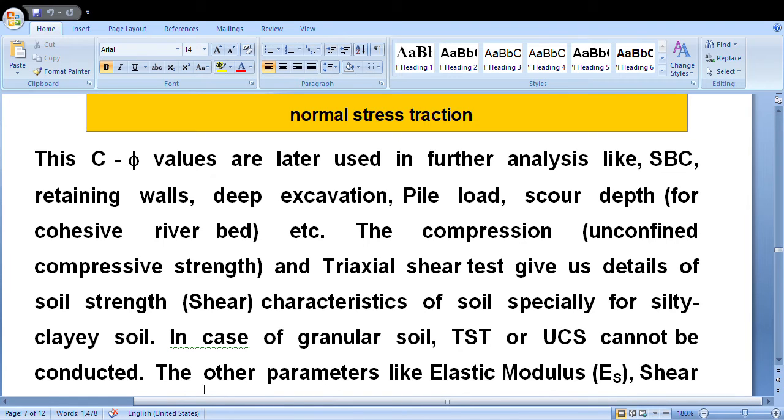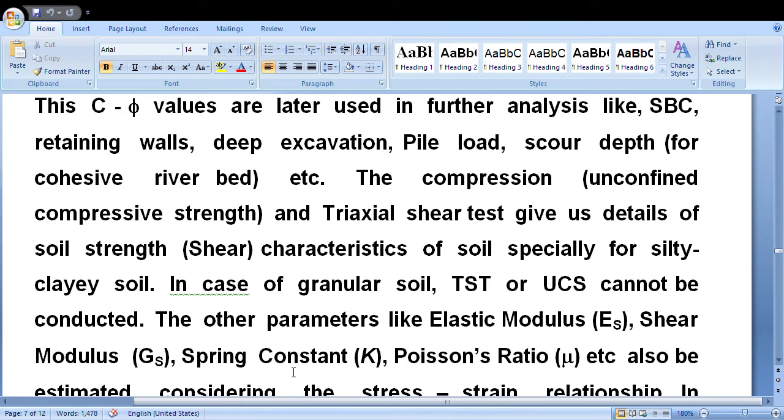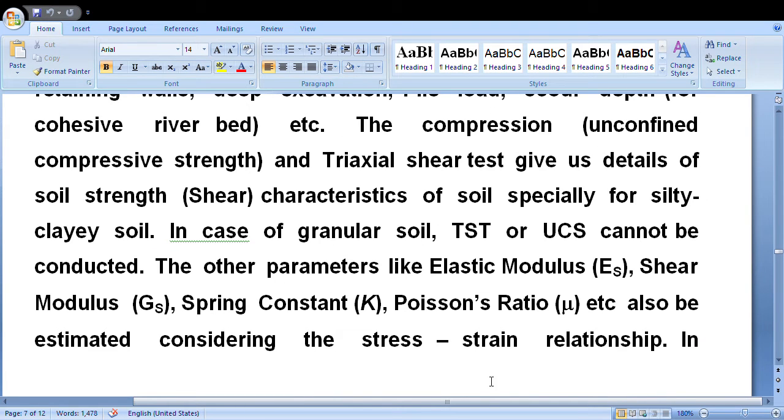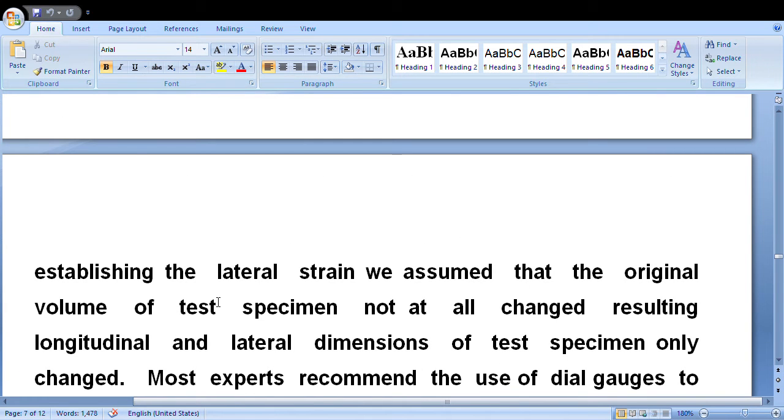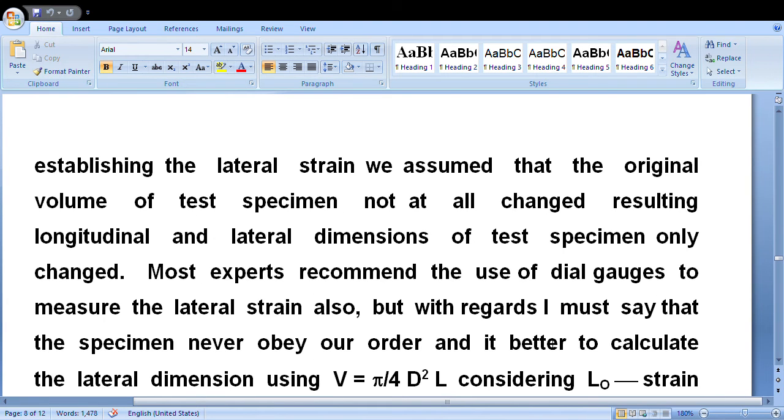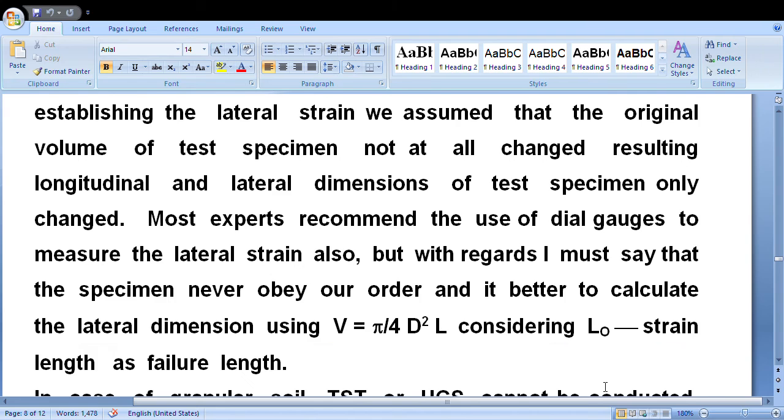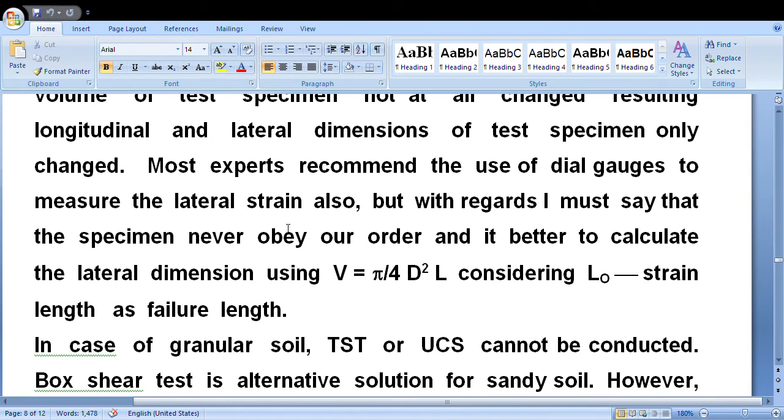Under this, the other parameters like elastic modulus, shear modulus, spring constant, Poisson's ratio, etc. are also estimated considering the stress-strain relationship. In establishing the lateral strain, we assume that the original volume of the test specimen is constant. We only have to calculate the new length and new diameter to get these test results.